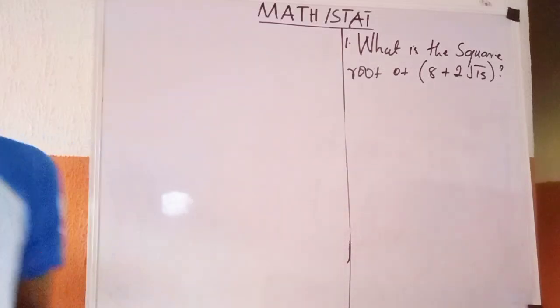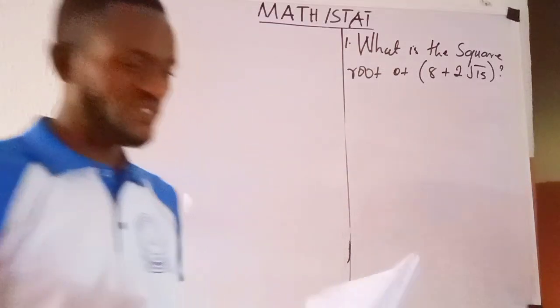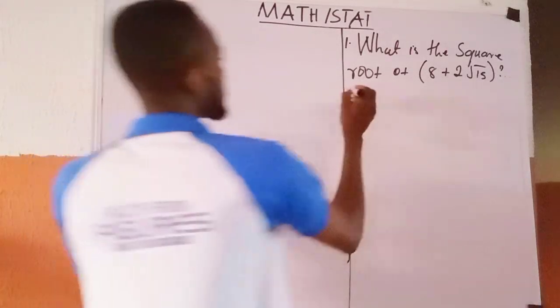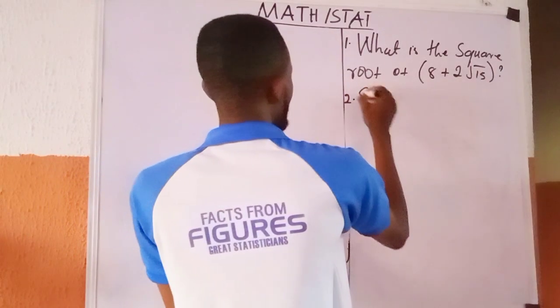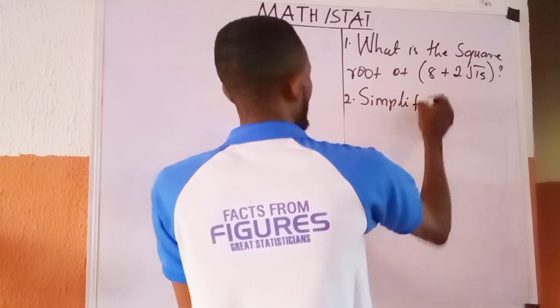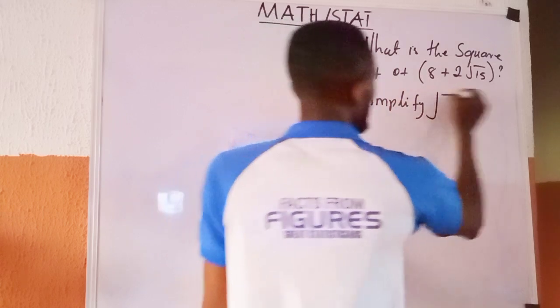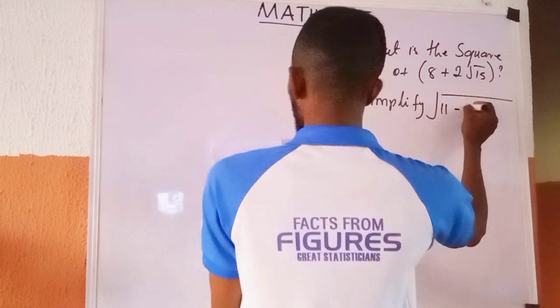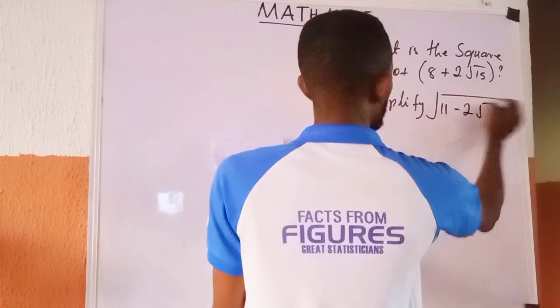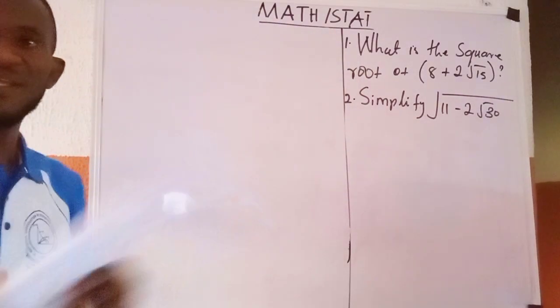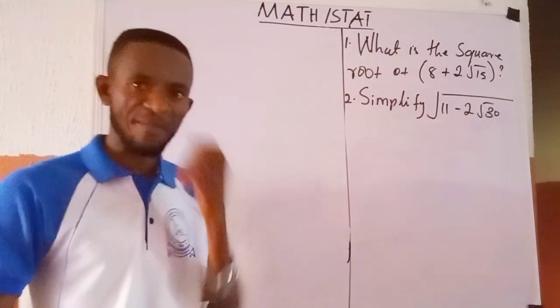Question number 2 says, simplify the square root of 11 minus 2 root 30. See the kind of problem they asked us to simplify.